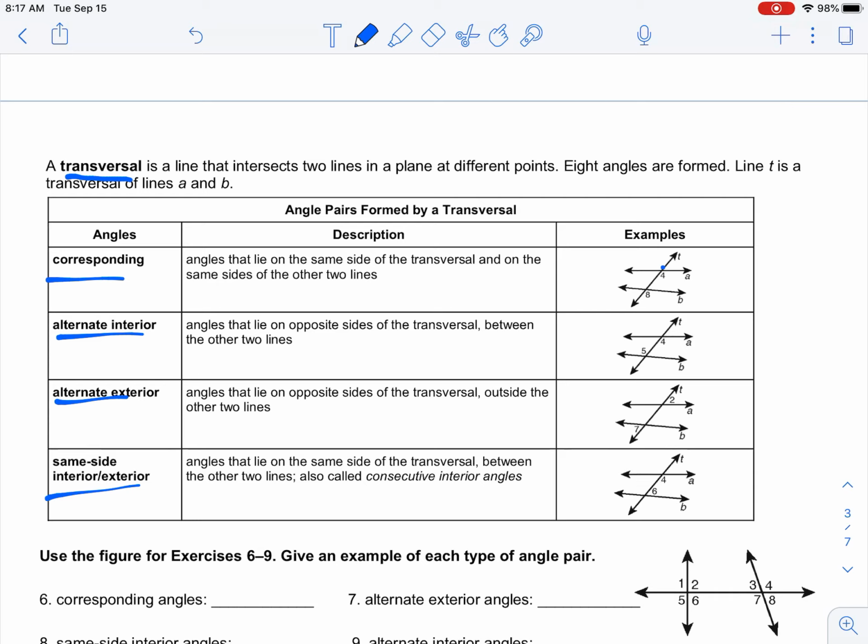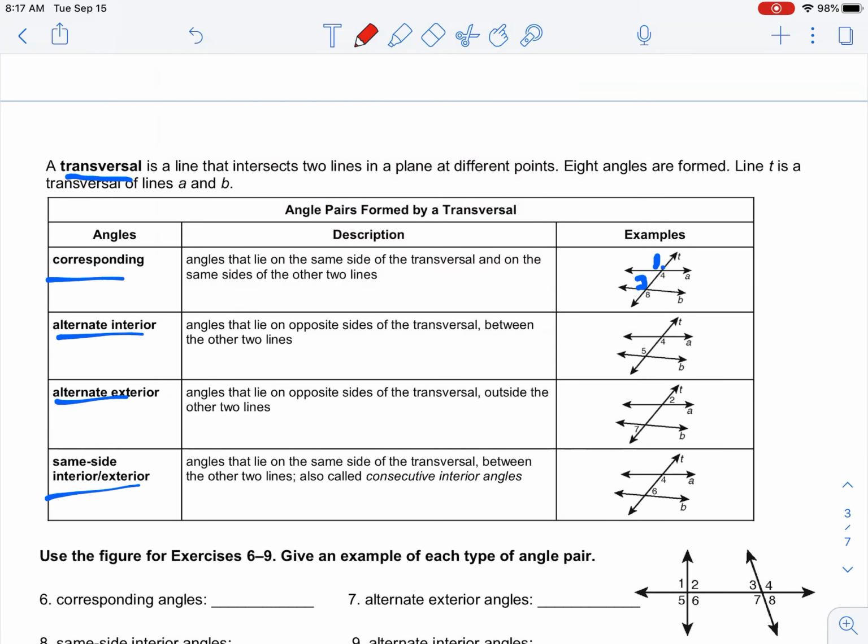There's going to be lots of corresponding. If I put a 1 here and a 3 here, they are corresponding. 1 is on the same spot of the lines, same side of the transversal. If they're both above the line or below the line, it's corresponding.